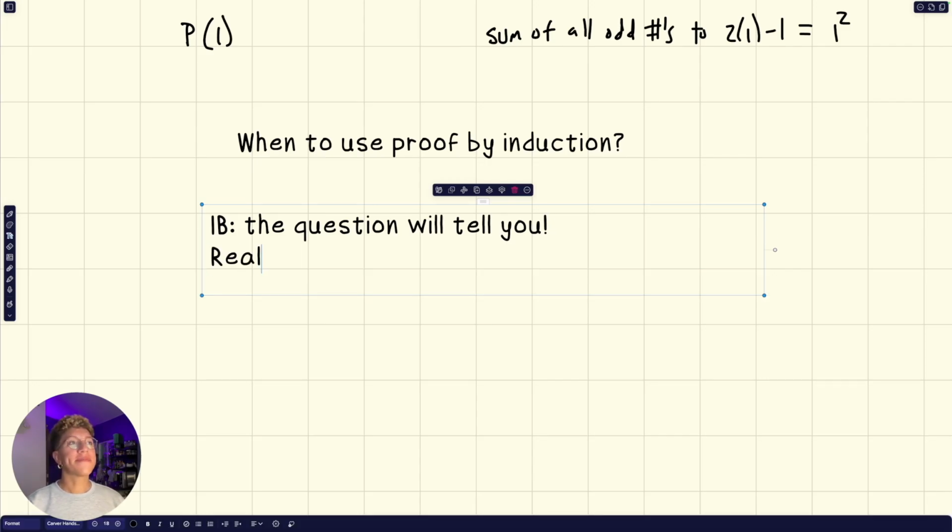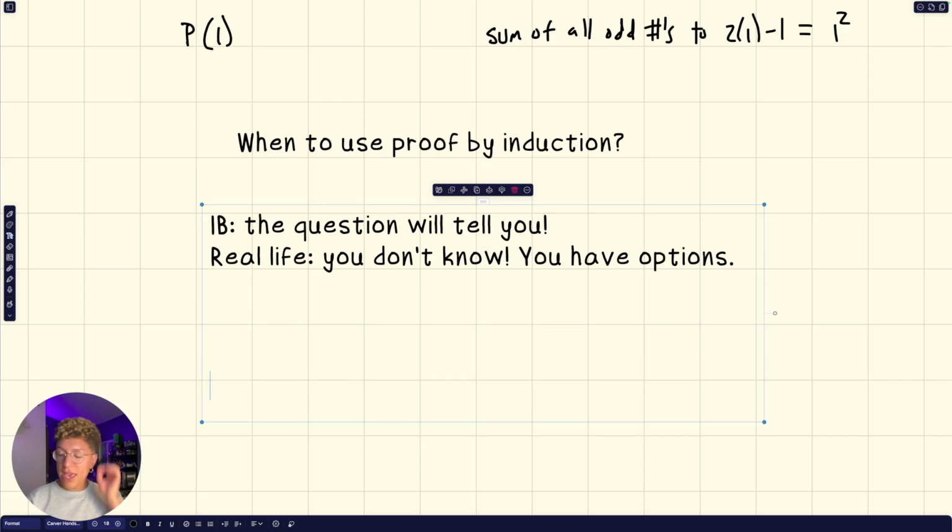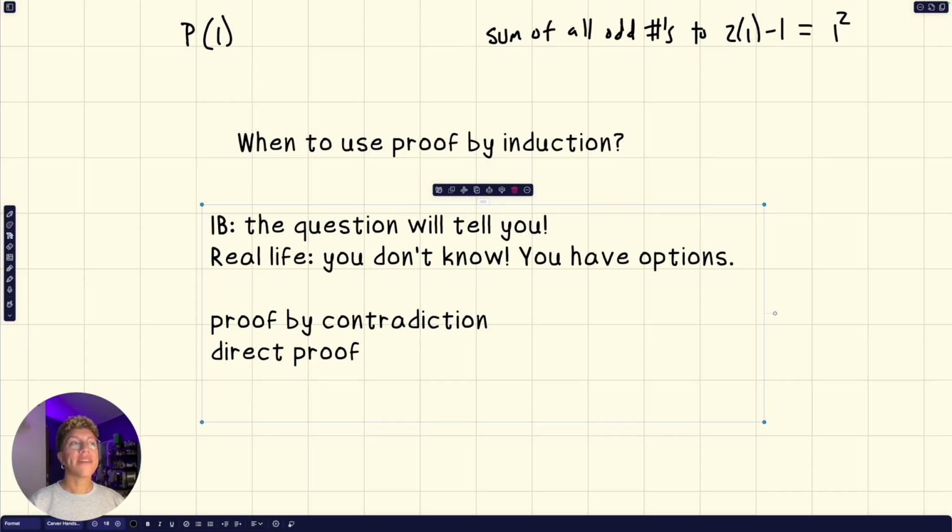But in terms of real life, you don't know. So this statement that we are trying to prove, again, is the sum of all numbers is equal to n squared. Now, as we talked before, we have lots of different methods. We have proof by contradiction, we have direct proof, and we also have visual and geometric proofs, which are just some of the ones that we've probably seen throughout high school at least.